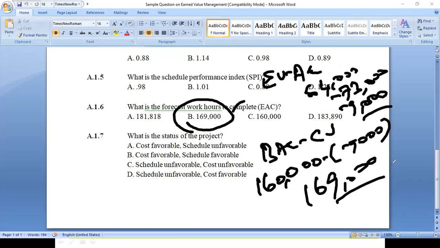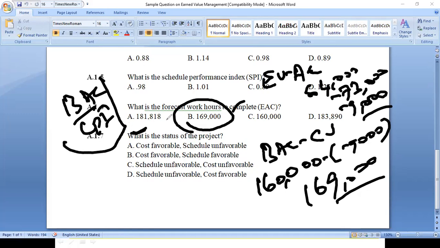Guys, if you're going to use BAC divided by CPI, then you'll be getting this value. Right or not? Yes, we are supposed to get the same value. So if you use this formula you'll get this one, but the actual answer is 169,000.